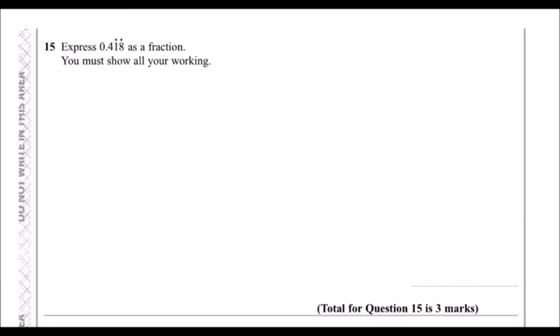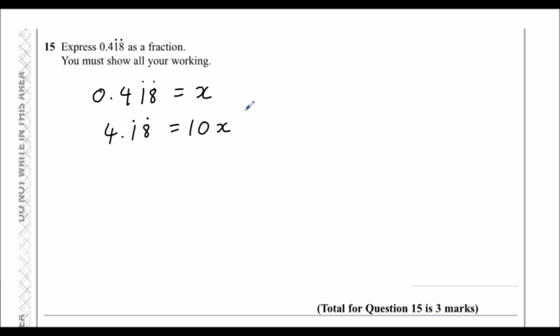Question 15. Express 0.418 recurring, so 0.4181818181818 and so on, as a fraction. You must show all your working. So to do this, we need something that ends in the 18 recurring. So if we call 0.418 recurring x, and we multiply by 10, we'll have 4.18 recurring as 10x.